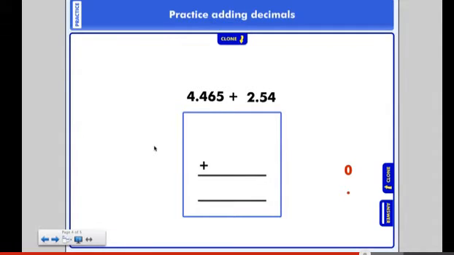Okay, let's do one last problem. Now, I want you to solve this problem in your notes on your own. Okay, so follow the 5 steps. Go ahead and pause the video right now and solve the problem.